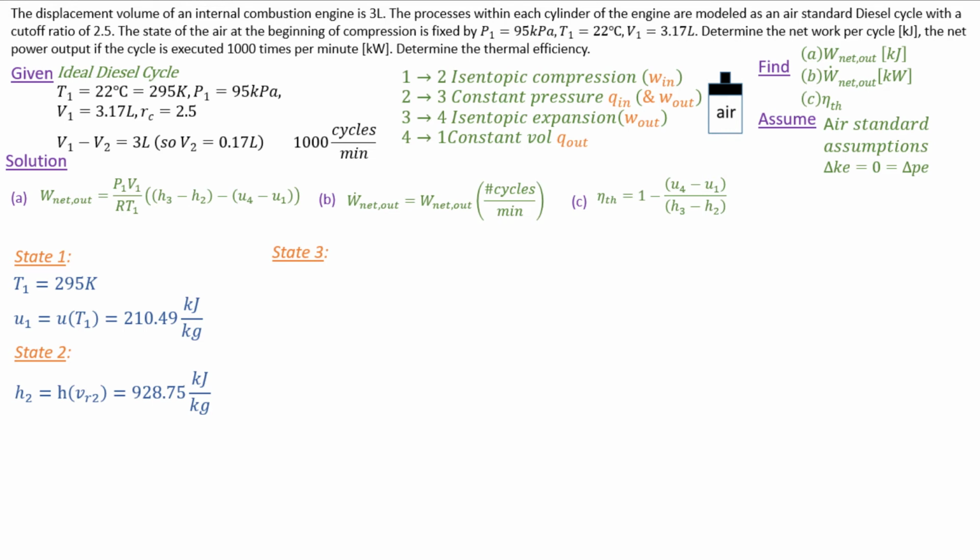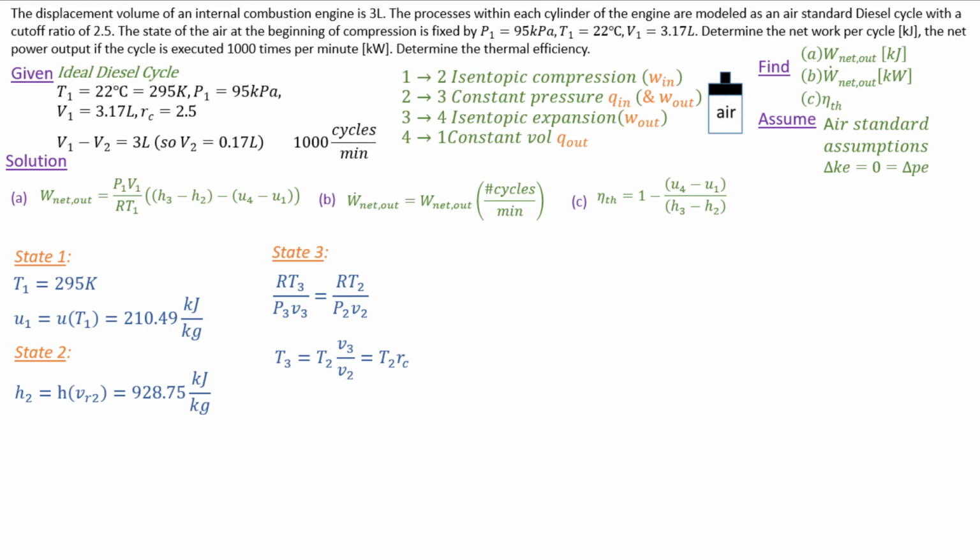I cannot apply an isentropic relationship between 3 and 2, but I can apply my ideal gas law. So a lot of things cancel out. R cancels out on either side. The pressures P2 and P3 are equal to one another, so those cancel out. What I'm left with is T2 times V3 over V2, and V3 over V2 is just my cutoff ratio, which is 2.5. I actually don't know what T2 is, but that's okay. I can pretty easily figure that out.